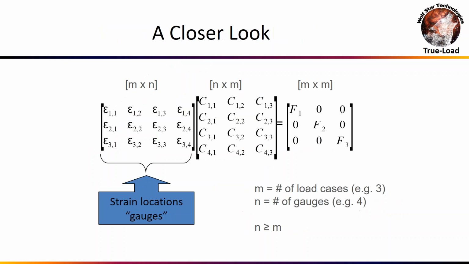Okay, here's a little deeper look into how this all goes together. We've got strain times the correlation matrix is equal to loads. The way this works is, in this example, I've got 3 unit load cases on the FEA model, and I've got 4 strain gauges. The strain gauges are the columns of the strain matrix here. So we're going to have four uniaxial strain gauges laid on our part and 3 load cases.